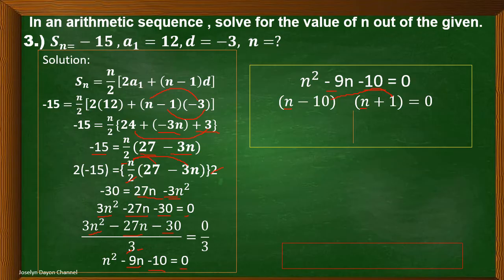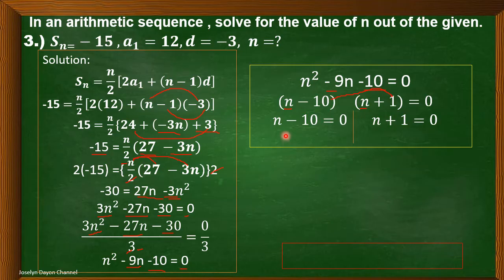Negative 10 times 1, the answer is negative 10. But once we add negative 10 plus 1, the answer is negative 9. So we have a perfect pair of factors. After that, we have to equate its factors with 0. So n minus 10 equals 0, and the other one is n plus 1 equals 0.